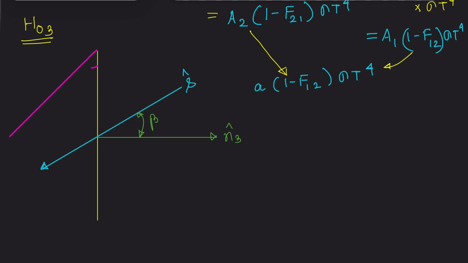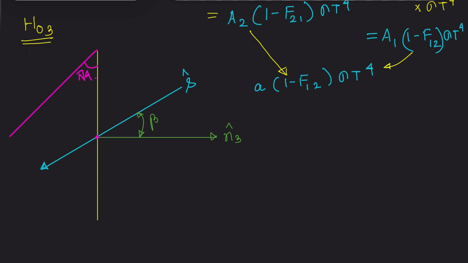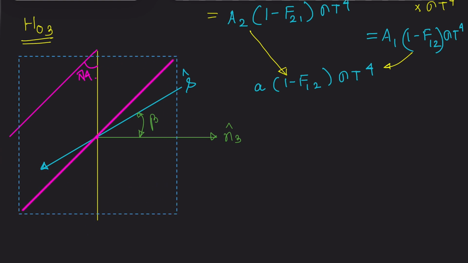And this angle is what? This angle is pi by 4. Okay. So if I draw the same surface but passing through this point, I have to draw a parallel surface. So what I will do is copy this one, paste, and then pass it through this point. I will extend it a bit. Okay, now it is fine.